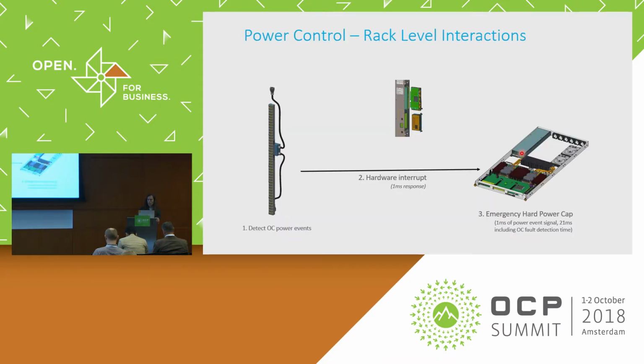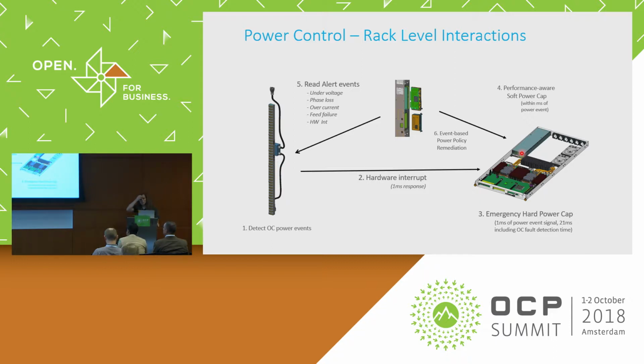So putting the flow together, we have a hardware interrupt that can come based on a rack power limit that can go into the server and cause it to instantly reduce its power and run at a defined power limit. We have event-based remediation, and we have a series of events that we collect from the telemetry and events that we collect from the power meter in the PMDU.